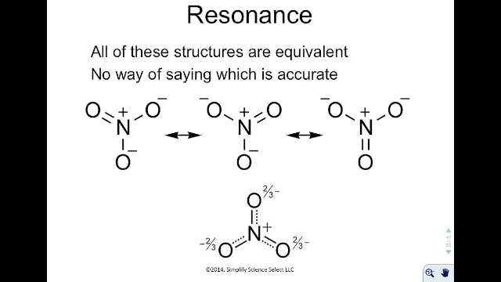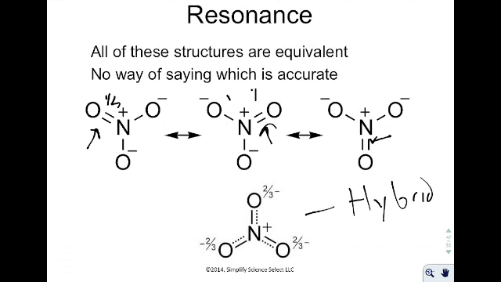Resonance structures. All of these structures are equivalent, no way of saying which is accurate. So a lot of times what you do is you create what's called a hybrid resonance structure. So I have a double bond, I have a double bond, and I have a double bond. Because of that, I can think of there being a third of a double bond here, a third of a double bond here, and a third of a double bond there. If I think of it in those terms, I have a total negative charge of 2, and I have 3 atoms on which to split it.